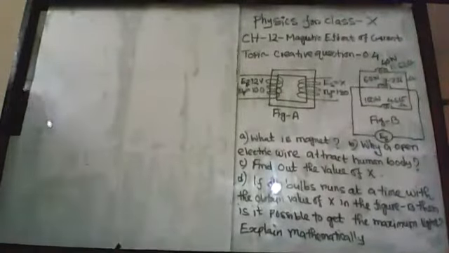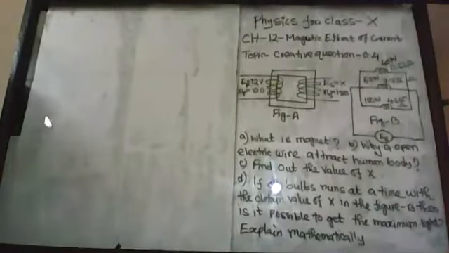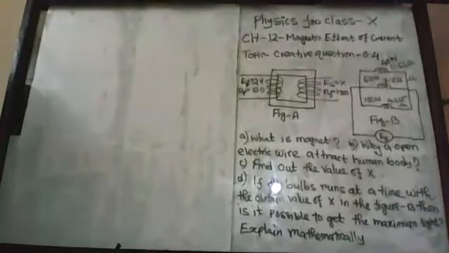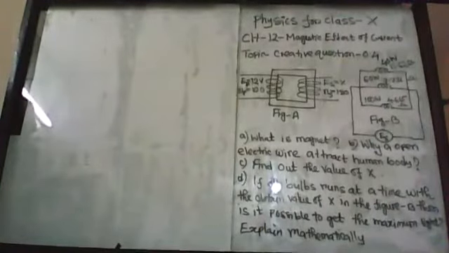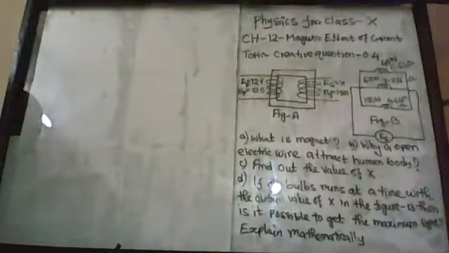Boys and girls, I'm going to solve another creative question in physics class, from chapter number 12, and the name of the chapter is magnetic effect of current. Today's topic is to solve creative question number 4, and it's a very important board question.